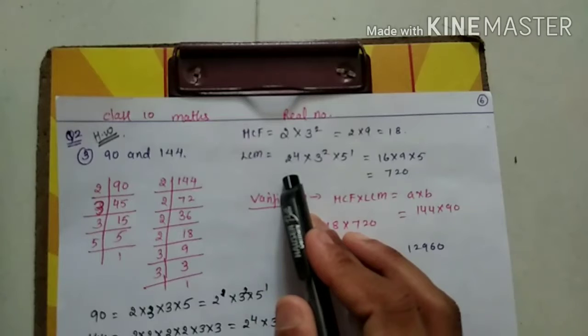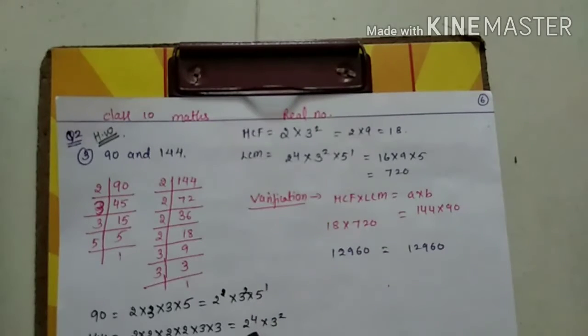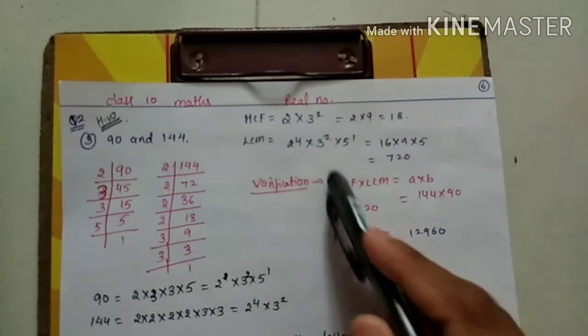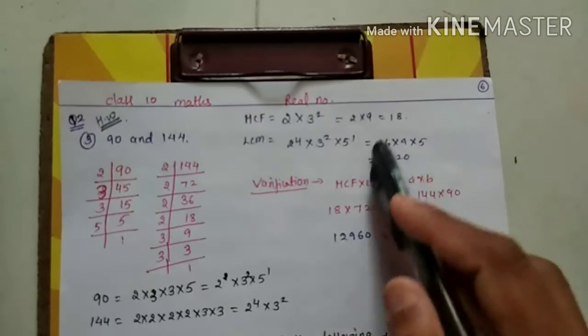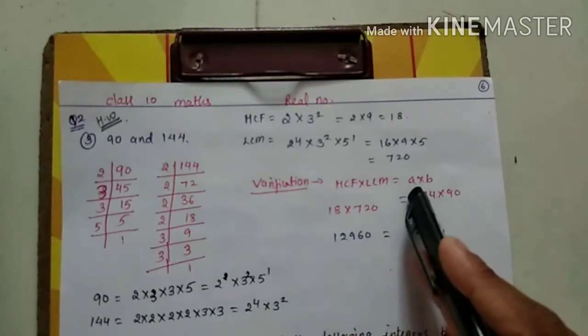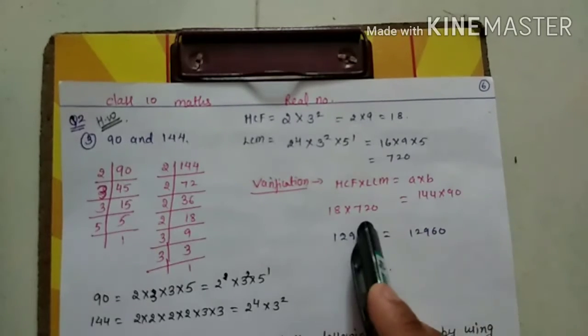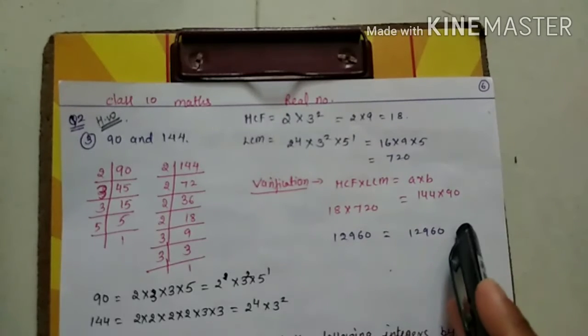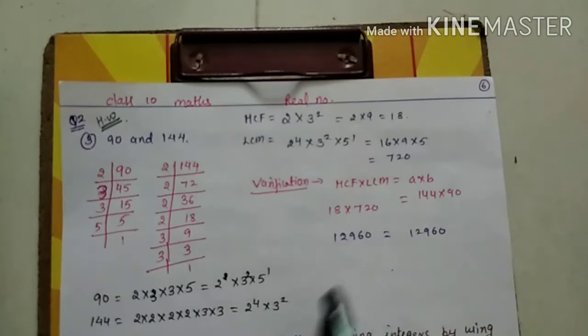After that, for the LCM, I have to take the highest power, it means 2 the power 4 into 3 the power 2 into 5 the power 1. So you are getting 720. Verification again the same, HCF into LCM is equals to A into B. 18 into 720, 144 into 90. If your answer is coming the same, it means you have done all the process correctly.